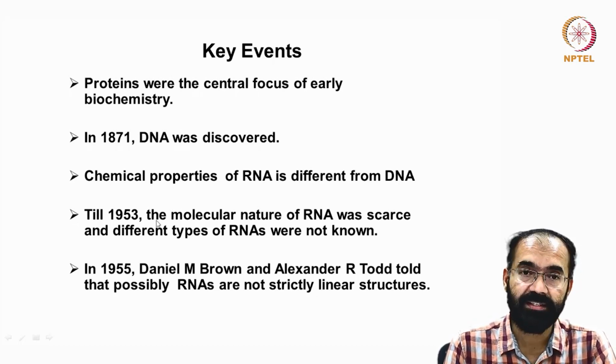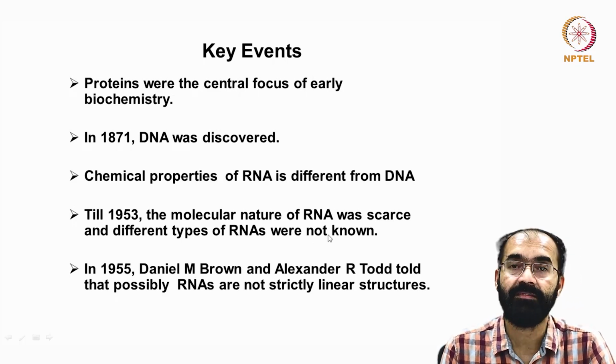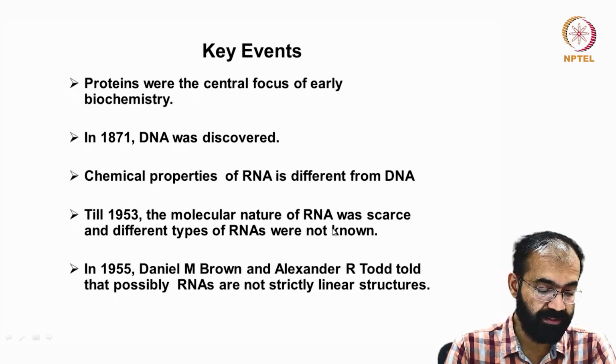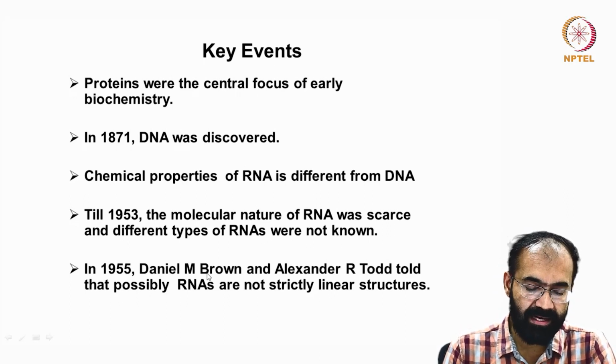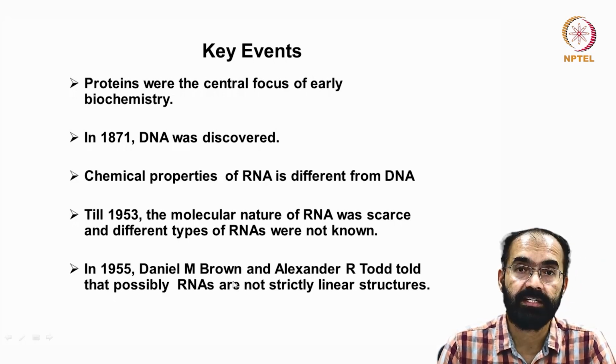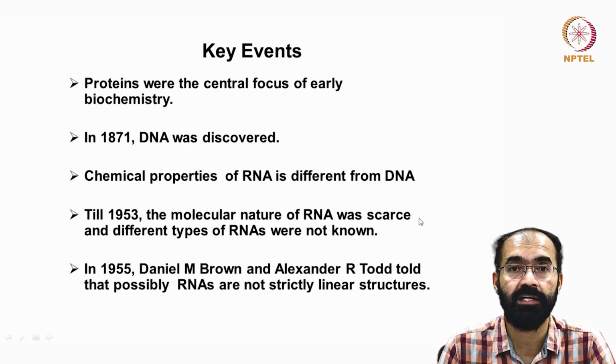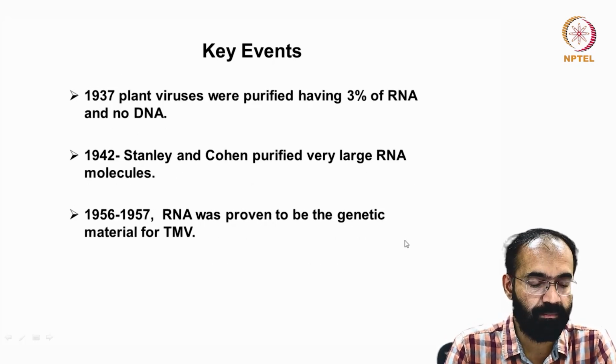Until 1953, the molecular nature of RNA was scarce and different types of RNA were not known. In 1955, Daniel Brown and Alexander told that RNA is not strictly a linear structure, meaning it can adopt secondary and tertiary structures, which was a big revelation in RNA biology.